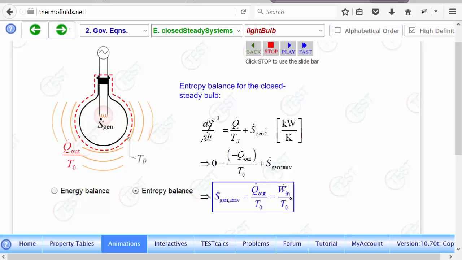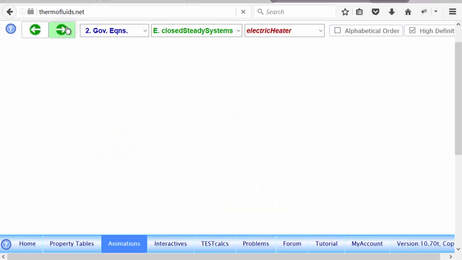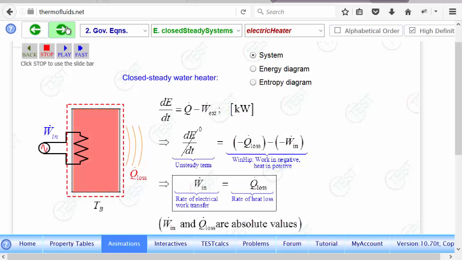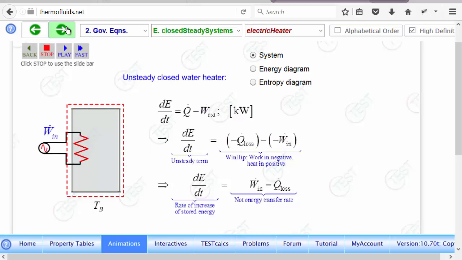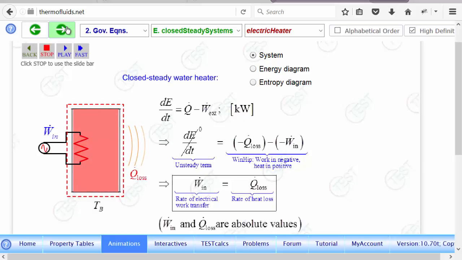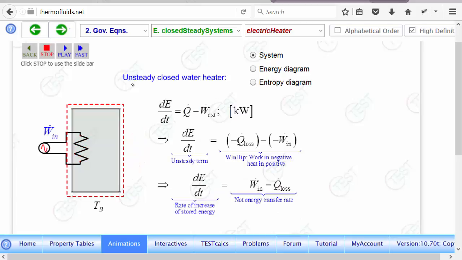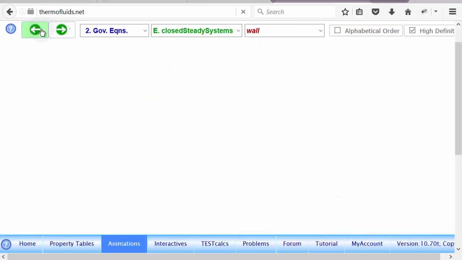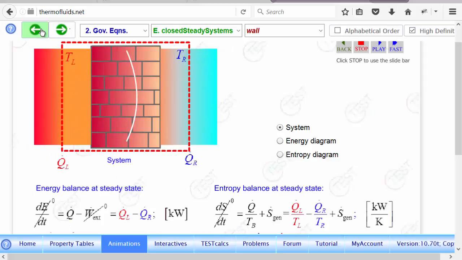There are plenty of problems in the book, and also there are more animations. I'm not going over each of them. This is a water heater at steady state. Again, electricity is coming in, and the animation shows an unsteady and then a steady system. In the beginning, the system is changing with time. This is another closed steady system, heat passing through a wall, being analyzed here. I'll stop here and solve a couple of problems so that this concept gets more solid.